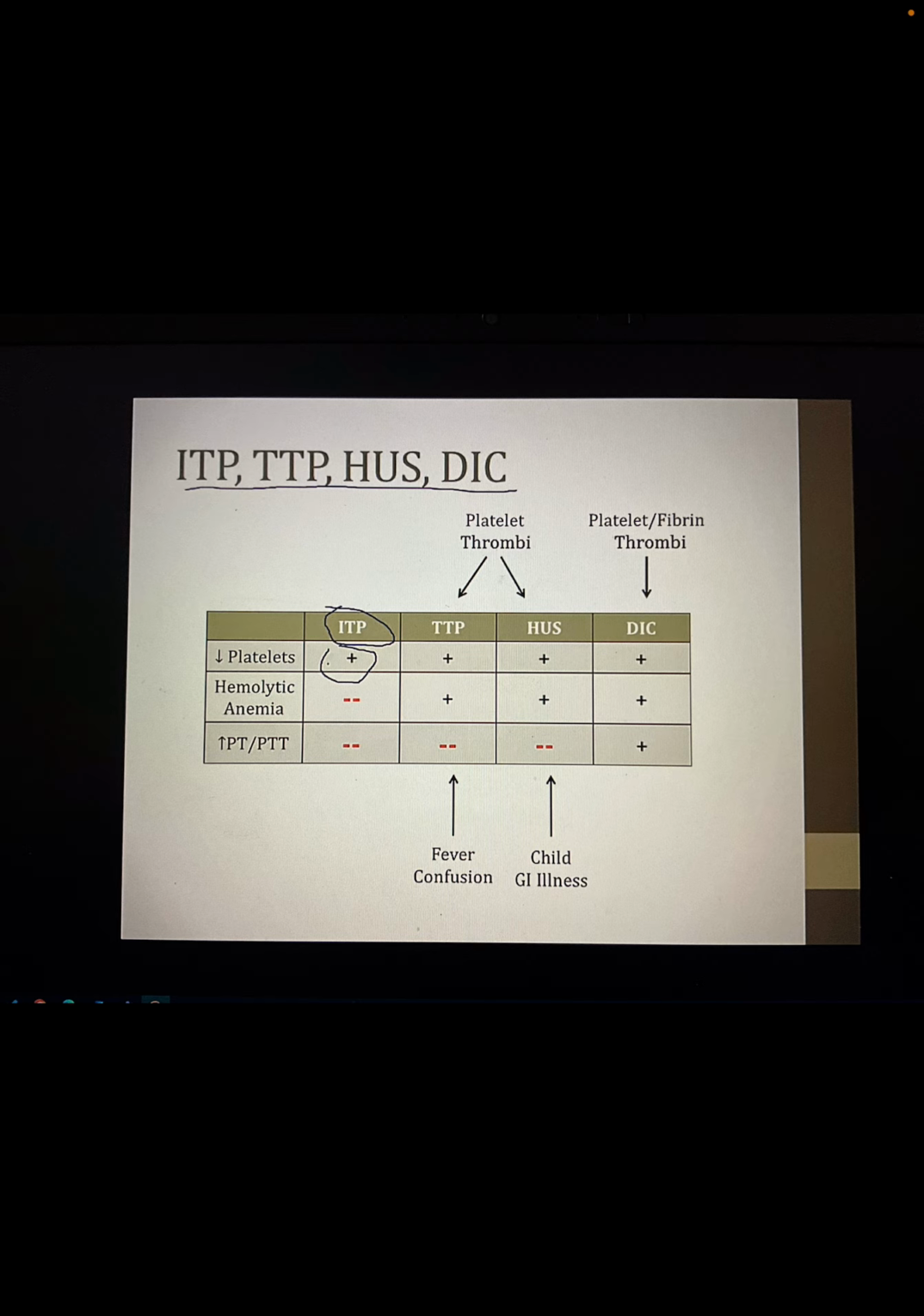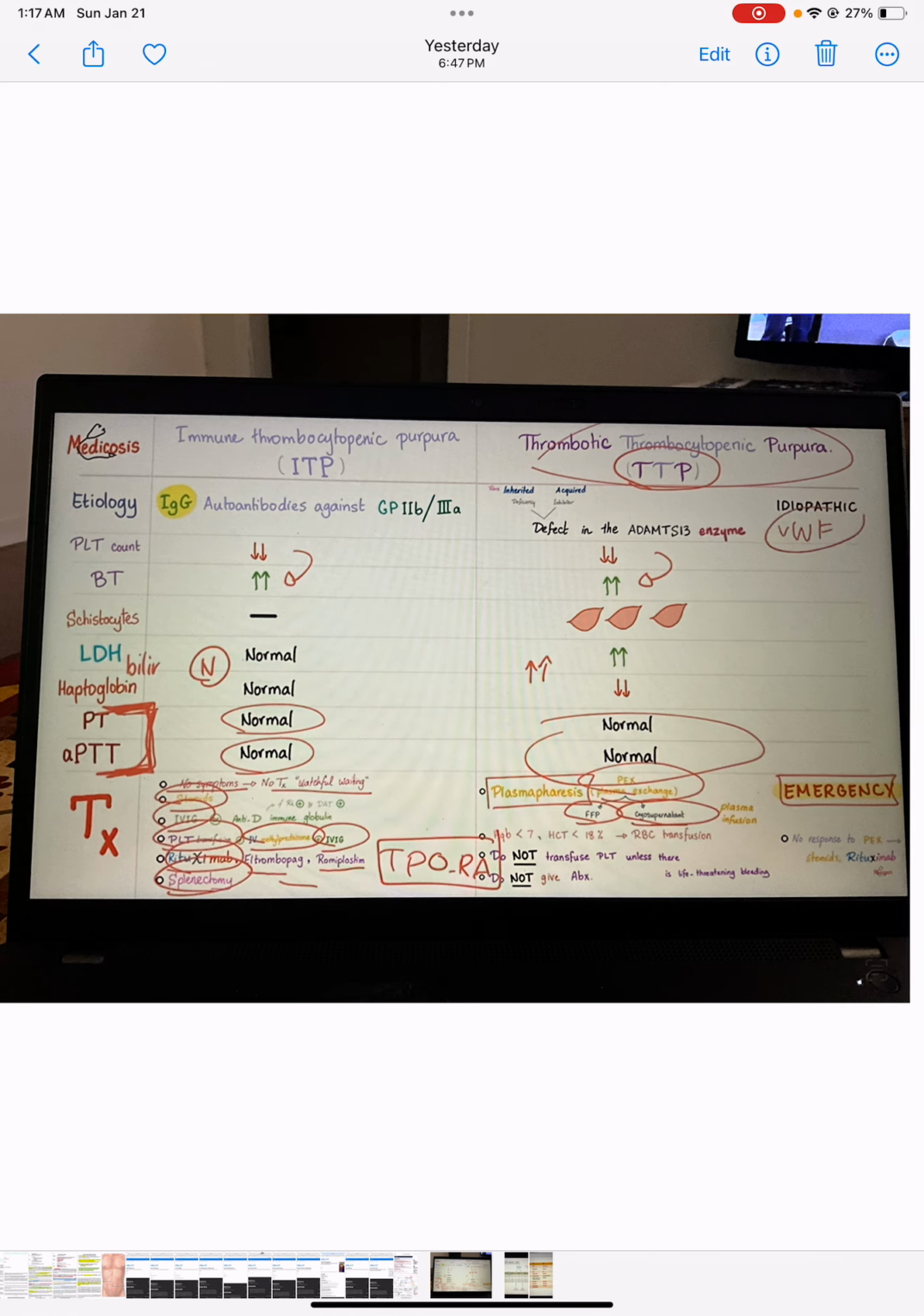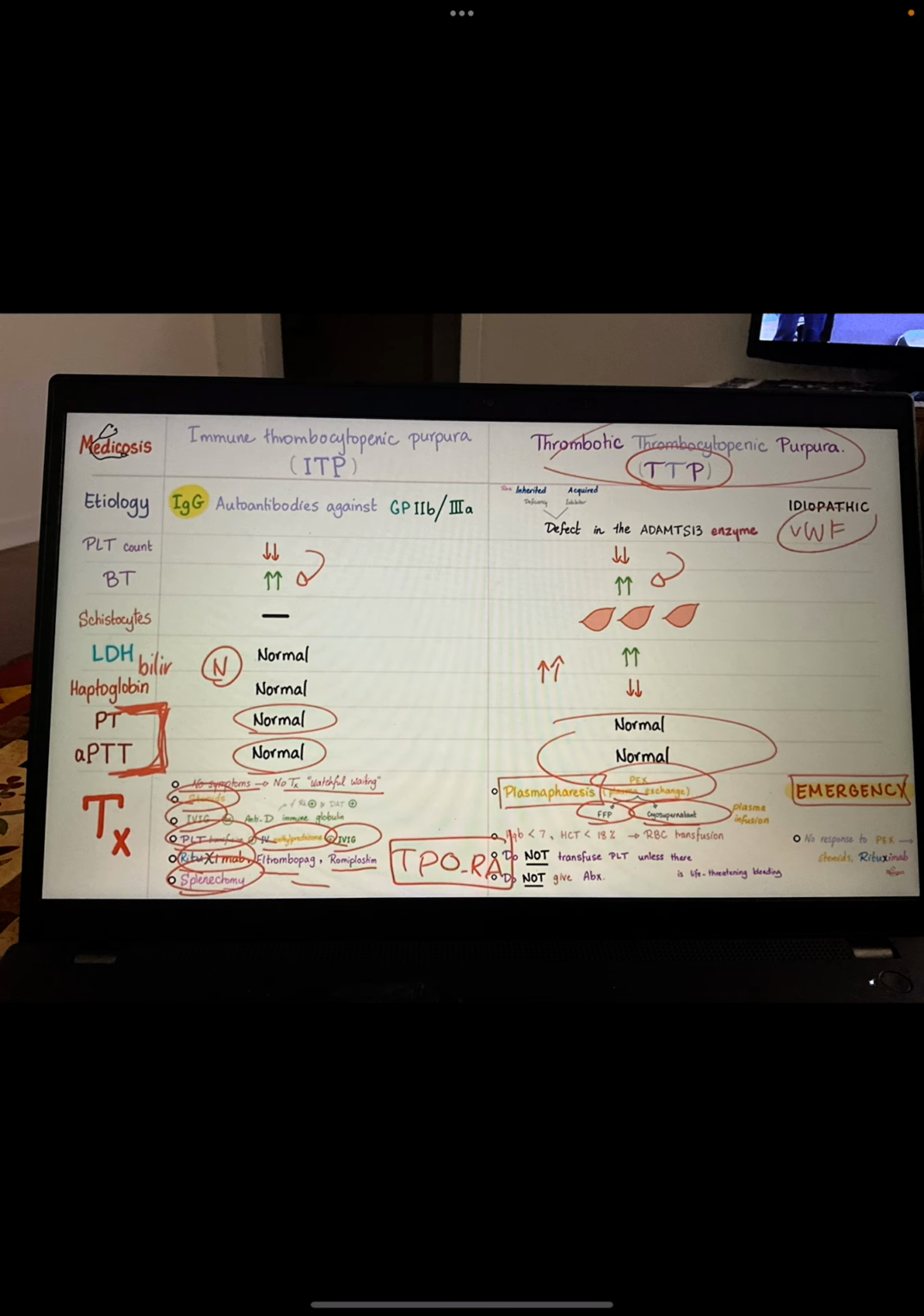And then we'll have DIC. So in DIC there would be platelet and fibrin thrombi, there would be thrombosis, and there would be fibrinolysis also. So it would have decreased platelets, it would have more and more anemia, and it would have more prolonged PT and PTT, because there would be depletion of clotting factors also. All of the clotting factors, 7, 8, 9, all. This was a quick comparison in this table. And now I have this table too.